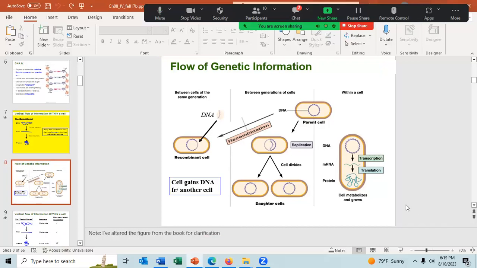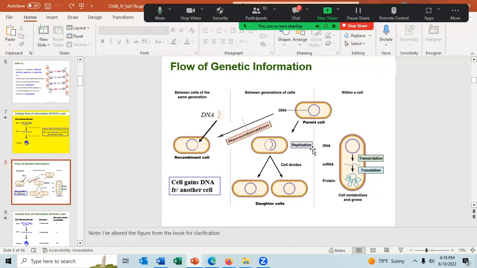All right, so this is showing you how the information of DNA flows in a population of cells. Within a cell, the information only flows from DNA to messenger RNA to protein. And that we've already talked about.